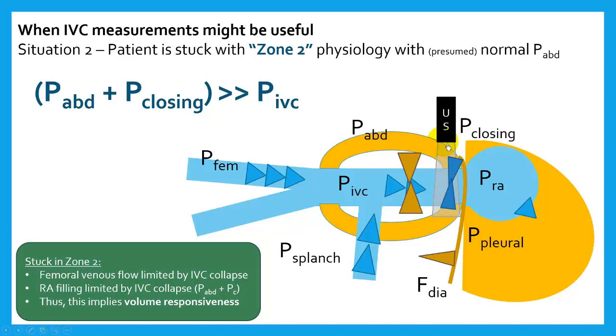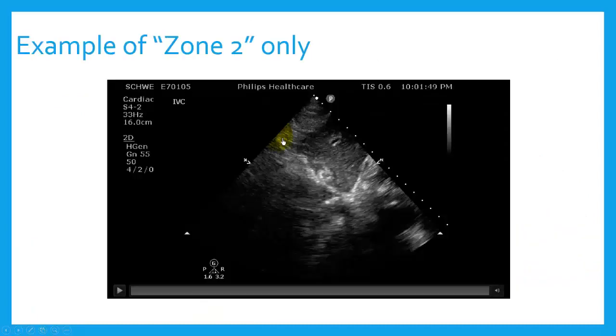So if patients throughout the respiratory cycle have a high abdominal pressure and closing pressure that exceeds the IVC pressure, the pinch point is going to be that external pressure, not the pressure in the IVC itself. So this would imply that somebody's volume responsive. If we can increase the mean systemic filling pressure and cause the pressure in the IVC to be increased, it will counteract the effects of the abdominal closing pressure, and we're actually going to continue to improve venous return and cardiac output, because now we're going to counteract these collapsing forces of the abdominal and closing pressures.